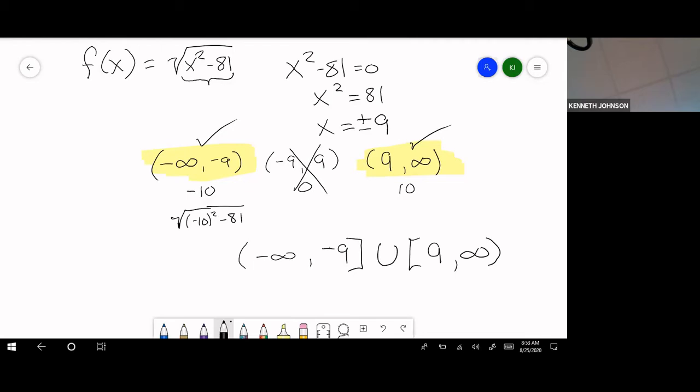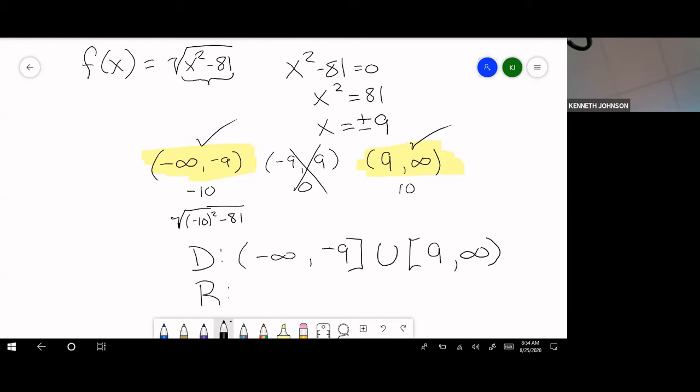So even when we chose 0, anything in between negative 9 and 9 would work? Yes. Anything. So like if I chose 2, that would have been 4 minus 81, still a negative number. Chose 5, 25 minus 81, still negative. You only have to choose one sample from each compartment. So this is my domain.